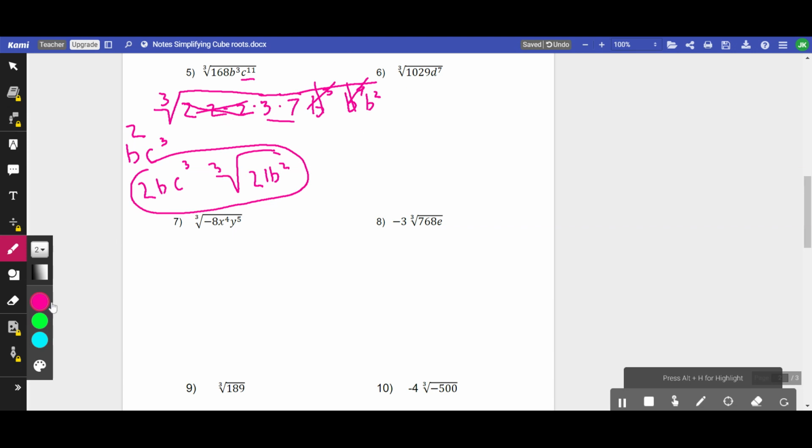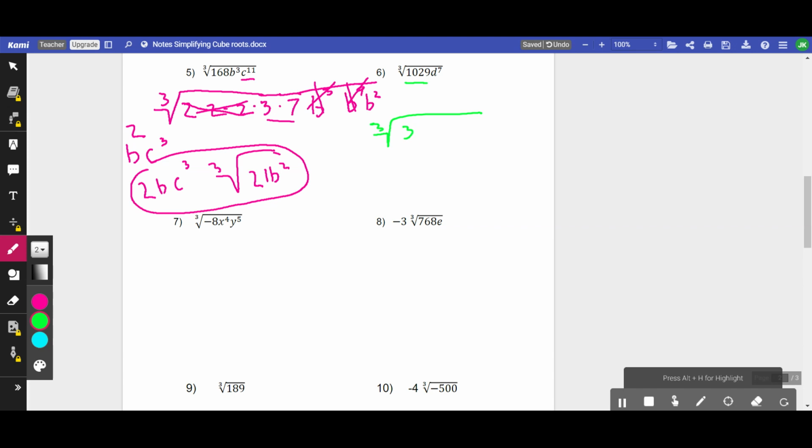And then I'm going to do number 6 here. I'll do a different color so you can see. So for 6, this number is not even. So I would see if the 1029 is divisible by 3. So you can divide this by 3, which would then give you 343. And then for the 343, you can try and divide it by 3, but 3 won't go into it evenly.